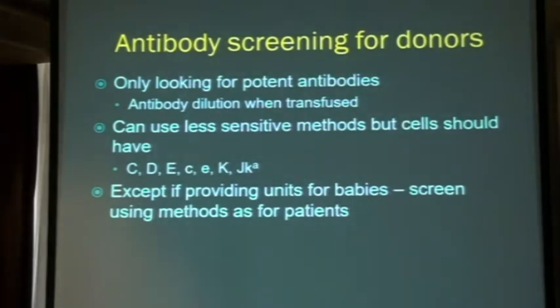Antibody screening for the donor: we are looking for potent antibodies that would not be diluted when transfused.